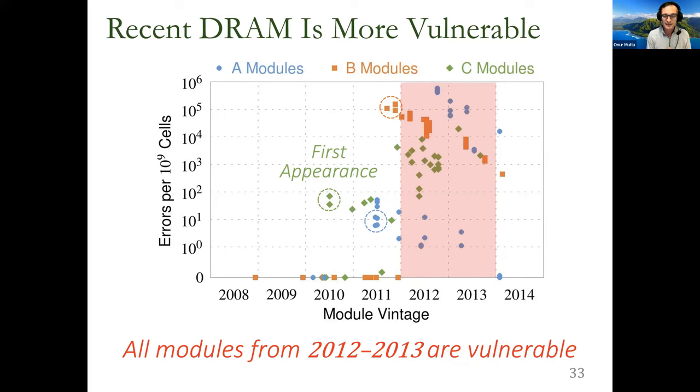And you can see that all of the modules that we tested between 2012 and 2013 were vulnerable. And again, this was not the best attack. We will see later on in this talk that you could actually make the attacks even more powerful if you know the layout of the DRAM cells and if you could squish one victim row between two aggressor rows. I will mention that later. So you may ask: why are some of the chips manufactured in 2014 not vulnerable? Because maybe we did not have the best attack against them.